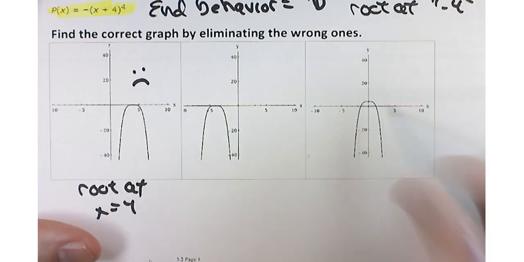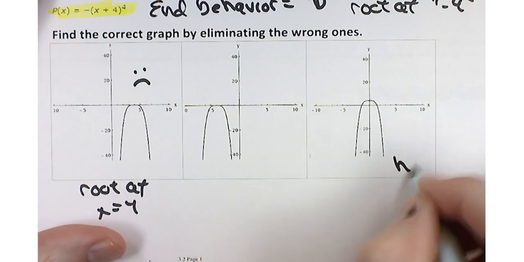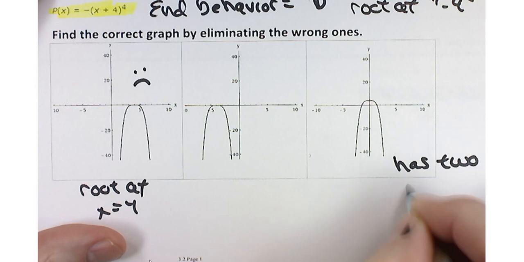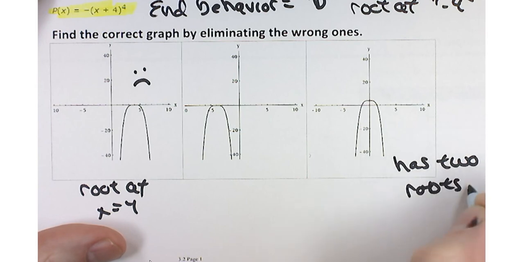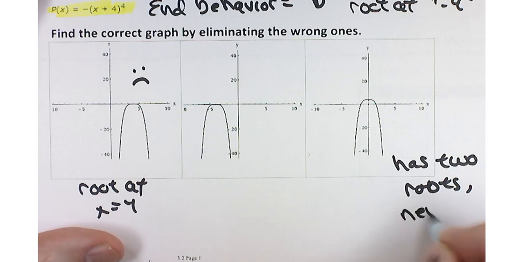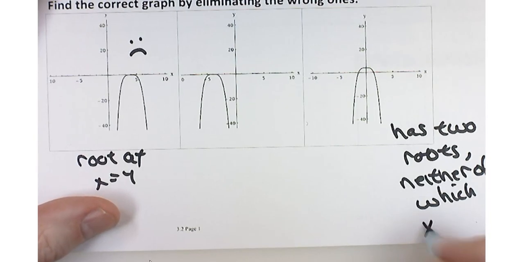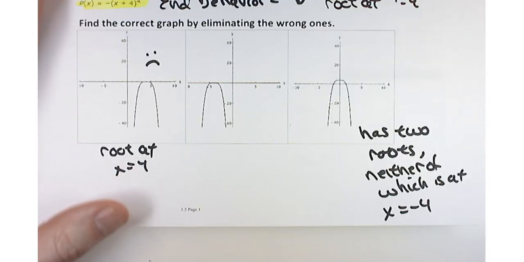How many roots does this have? Has 2 roots, right? Our polynomial is only going to have 1 root. So this has 2 roots, neither of which is at 4. Actually, pardon me, neither of which is negative 4. So, all right, that's kind of a bummer.